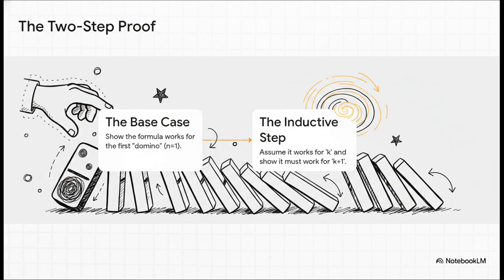So what's the game plan? You guessed it, 2 steps. First, we're going to knock over that first domino. That's our base case, where n equals 1. Then we prove the chain reaction works with our inductive step.